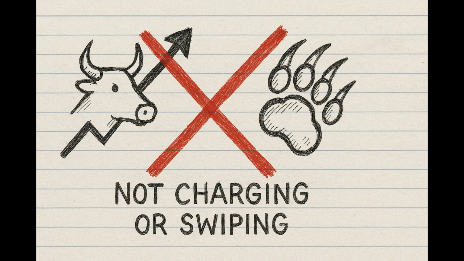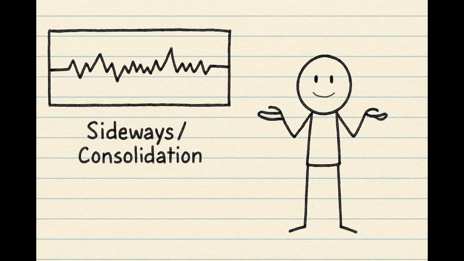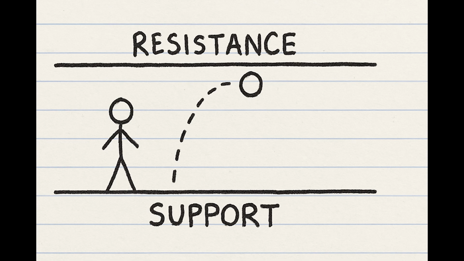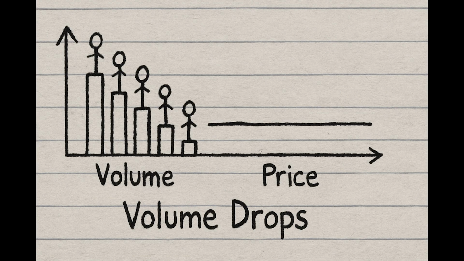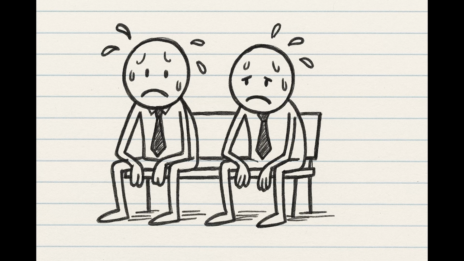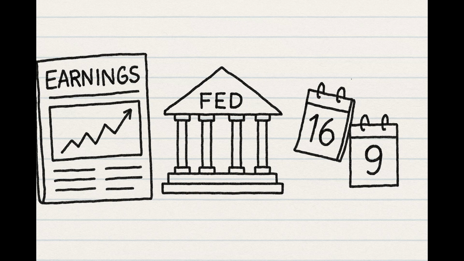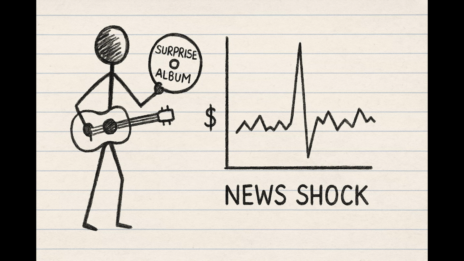But sometimes the market isn't charging or swiping. It's just pacing. That's a sideways market, also called consolidation. Price bounces between support and resistance, like your GPS stuck recalculating on an I-95 road trip. Volume drops, traders catch their breath, and everyone waits for fresh info. Earnings announcements, Fed meetings, or Taylor Swift dropping another surprise album, because yes, even that can move the S&P nowadays.